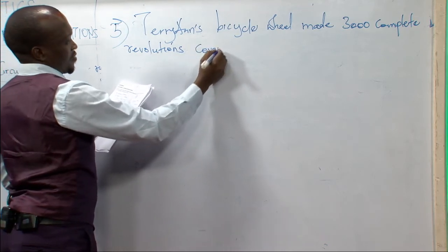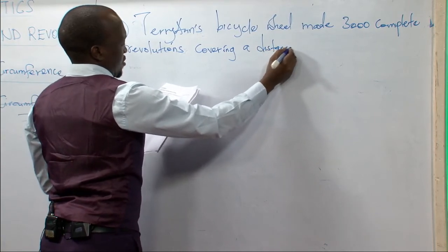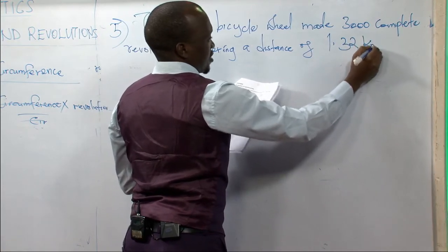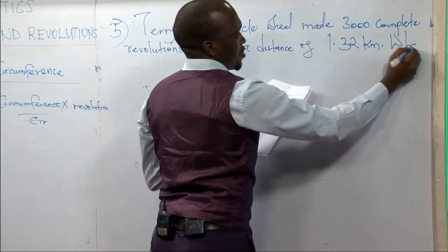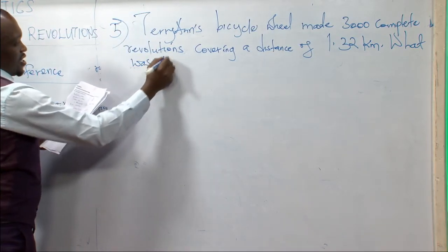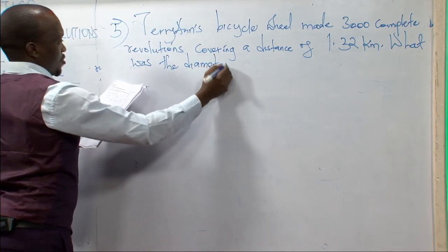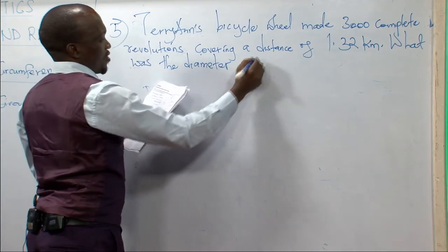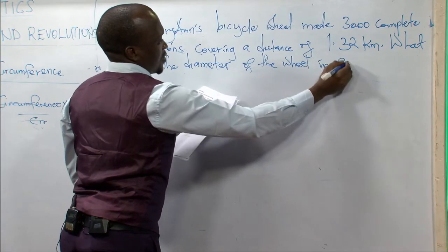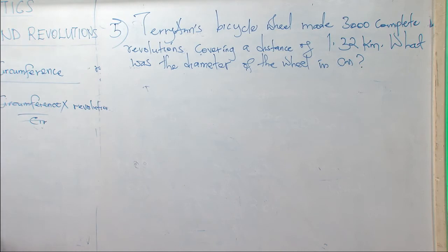covering a distance of 1.32 kilometers. What was the diameter? What was the diameter of the wheel in centimeters?